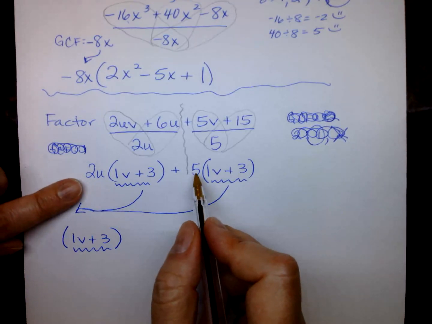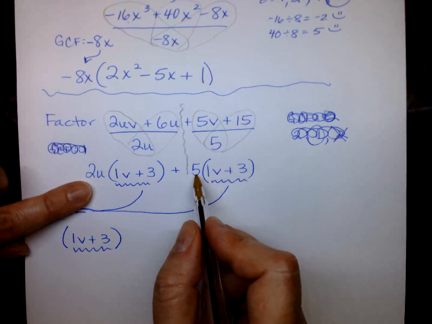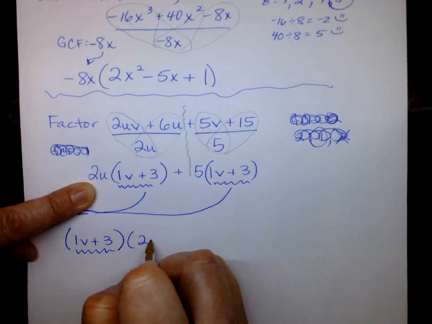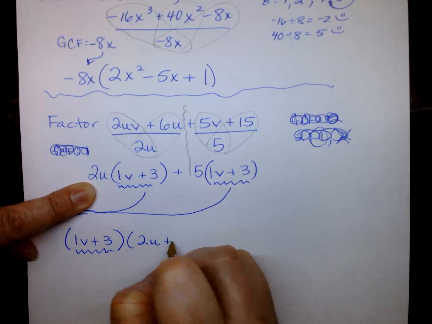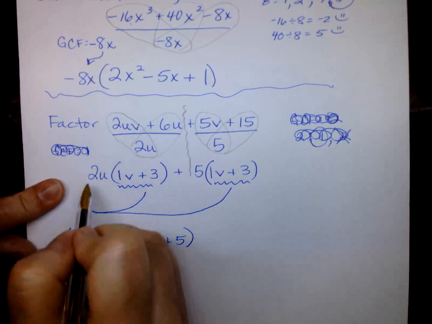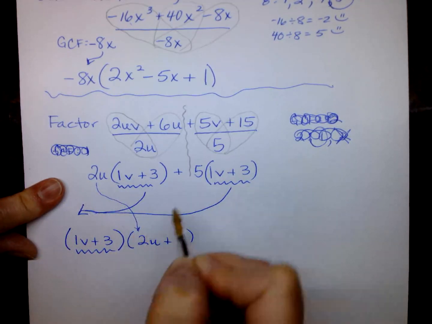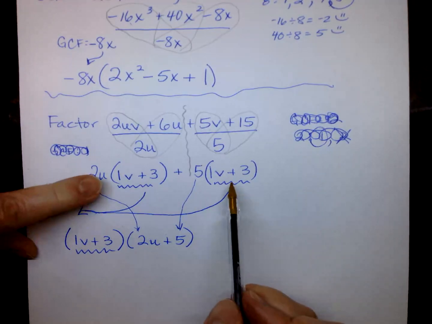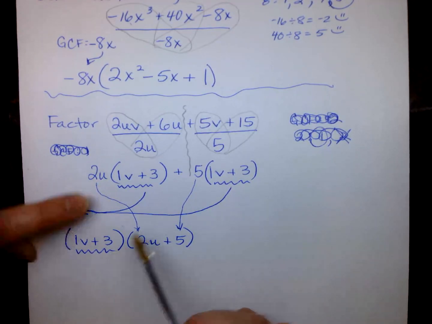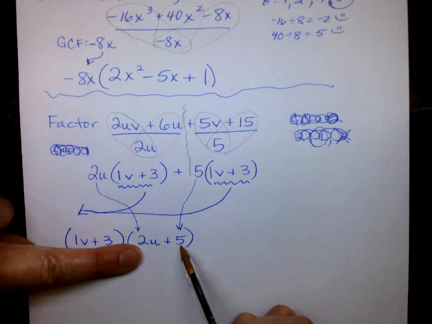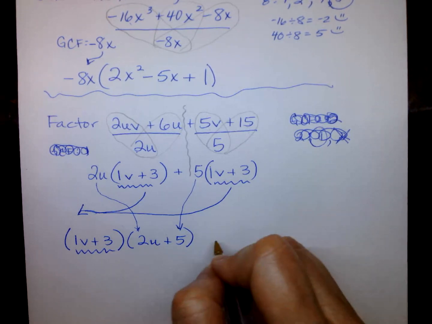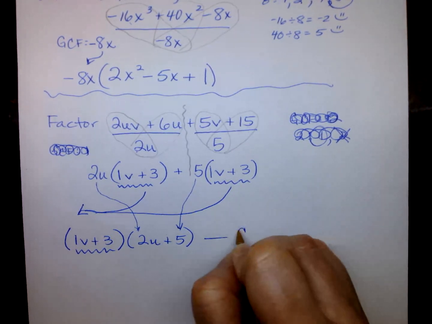Now the other parenthesis, our other factor, is going to be the two GCFs that we divided out earlier. I've got 2u and I've got plus 5. So this term came from right here, and this term came from right there. So one copy of the repeated parenthesis and the two GCFs make the other parenthesis. Now it seems like magic, right? Like, how does this really work? Well, the best way to check this is to actually do the check.